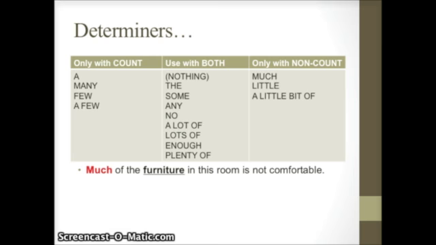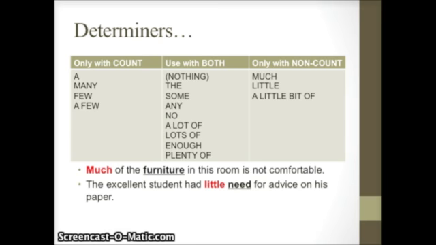For example, much of the furniture in this room is not comfortable, referring to a good portion of the furniture, such as tables, chairs, etc. Another example would be this. The excellent student had little need for advice on his paper. This refers to a small portion of need, which is not countable.